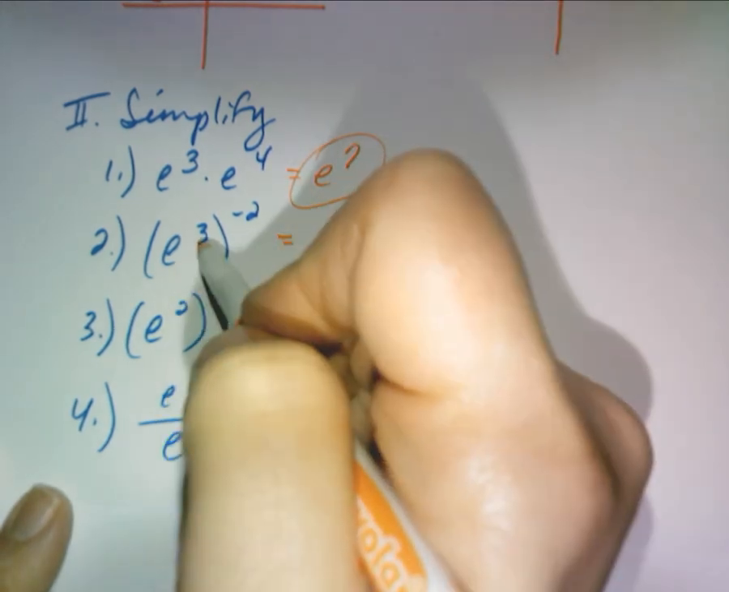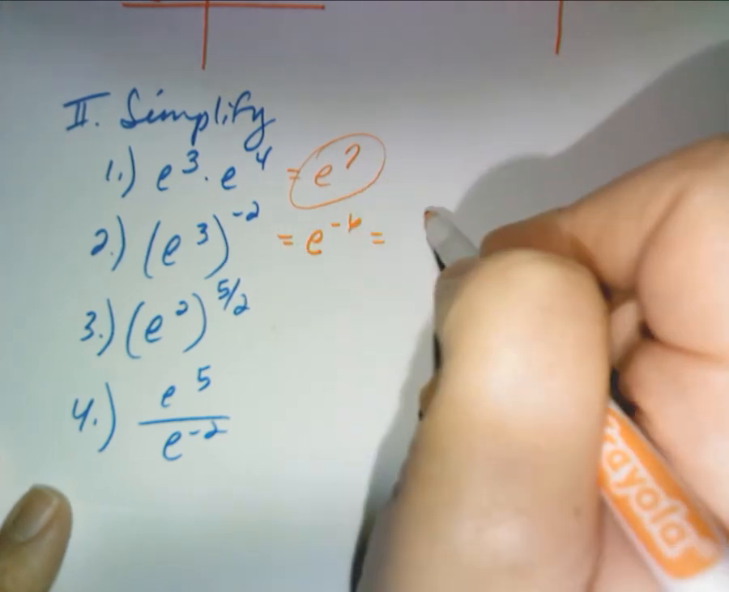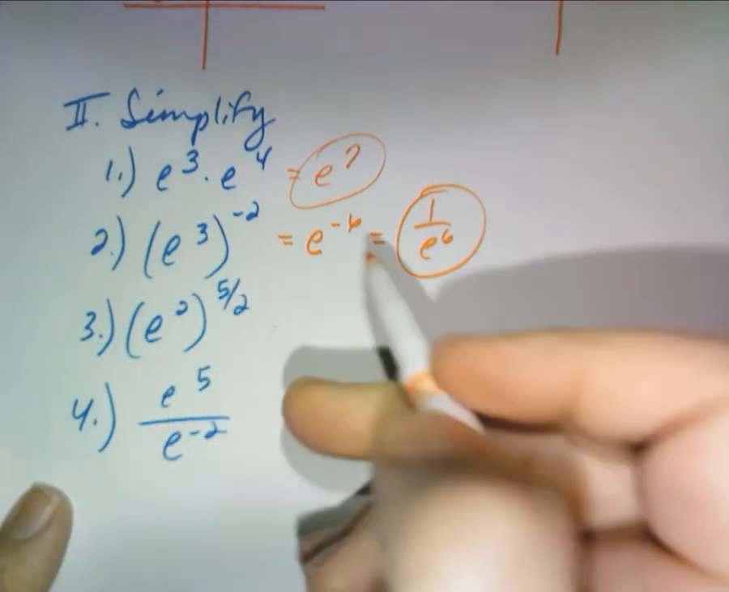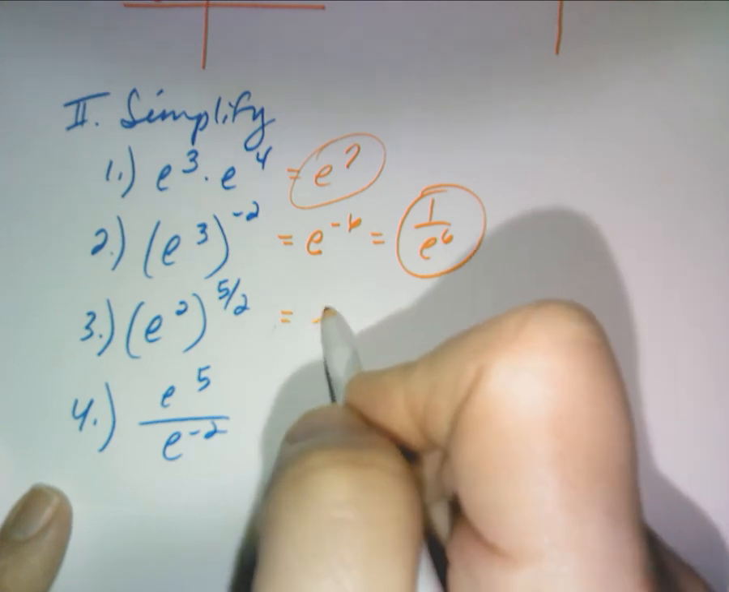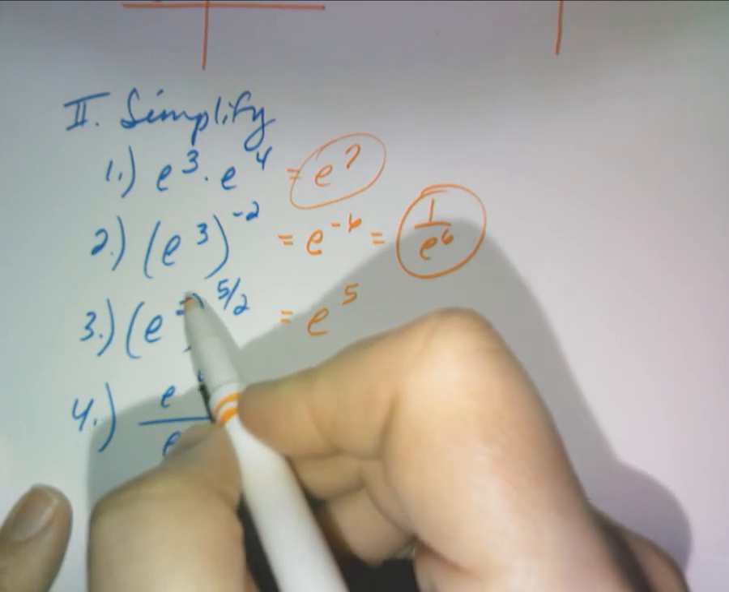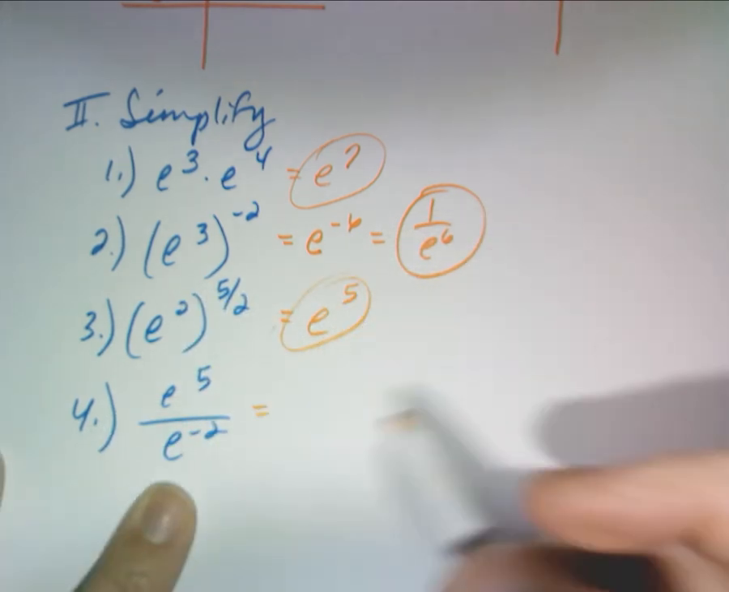e to the 3 to the negative 2 would be e to the what? Which is what? 1 over e to the 6. Done. Okay. e squared to the 5 halves would be e to the 5th. 2 times 5 is 10, divided by 2 is 5. All right, last one.